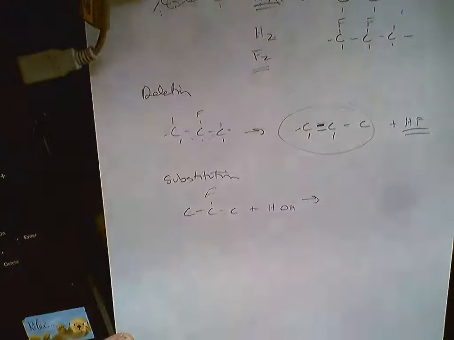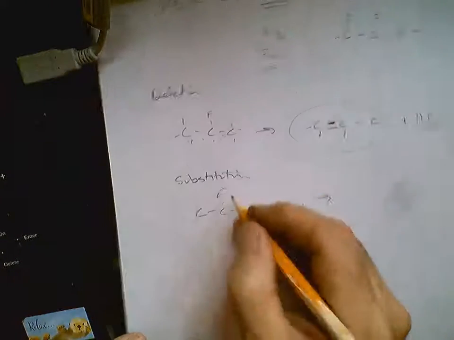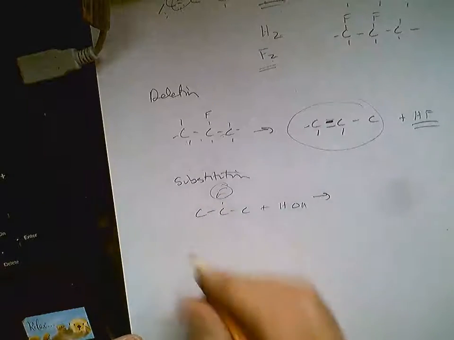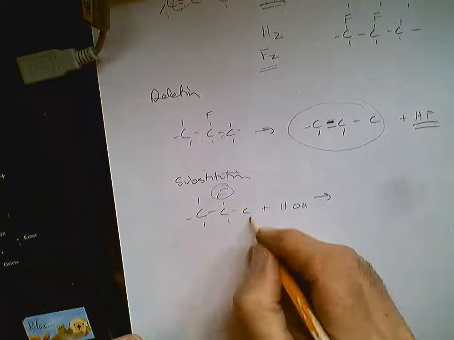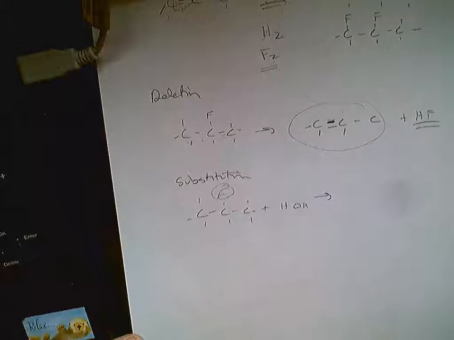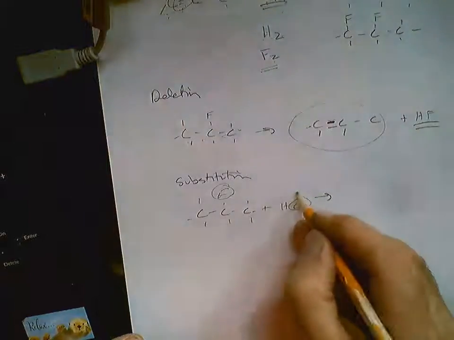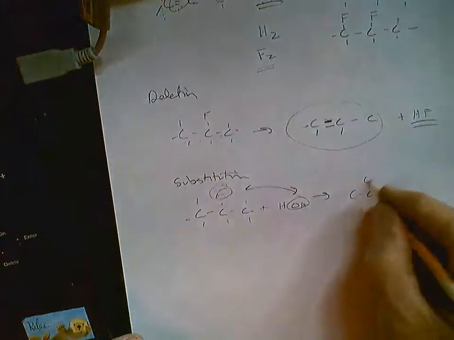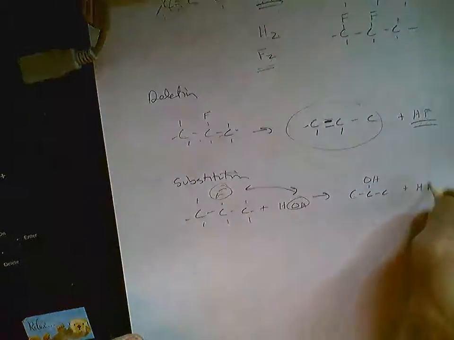Now, the third one and the last one for this video is a substitution, and that's when you have a functional group. So remember, a functional group is anything that's added to a carbon other than hydrogen, and we're just going to trade spots. So this is what we're going to do.